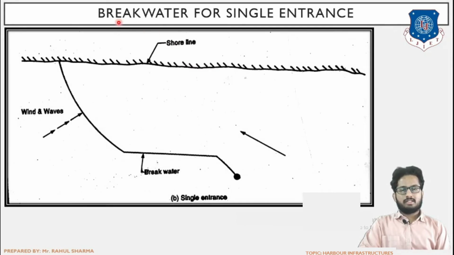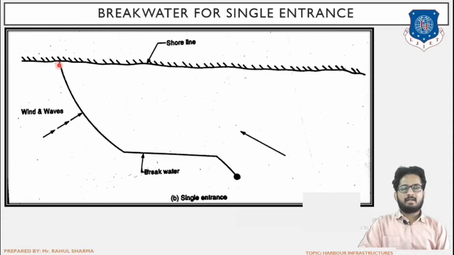Now, here is an example of a breakwater for a single entrance. This is the shoreline, which we are already aware of. This is the artificial construction, that is the breakwater, and here is the single entrance through which the ship will enter the harbor. As the wind and waves are from this direction, the breakwater will give protection to the basin, that is the area which is being sheltered from wind and waves.